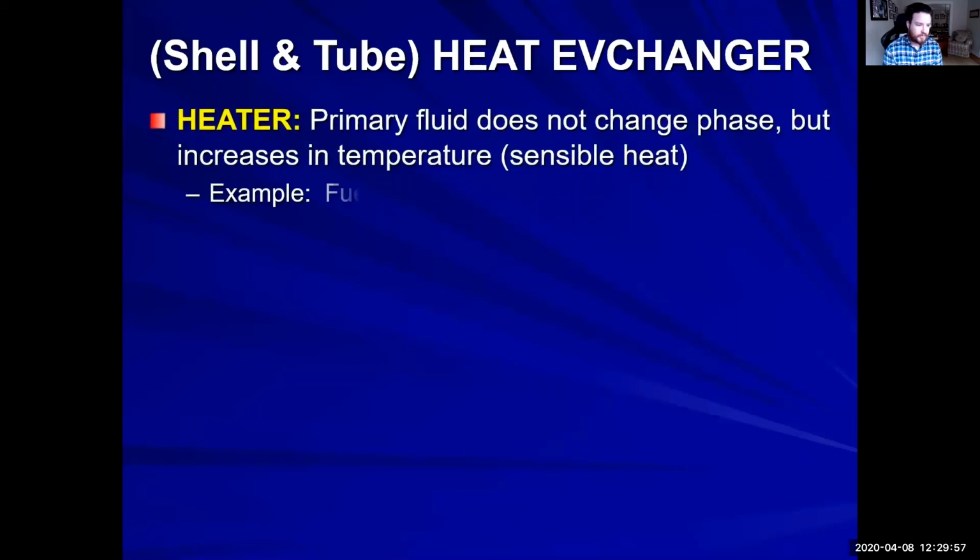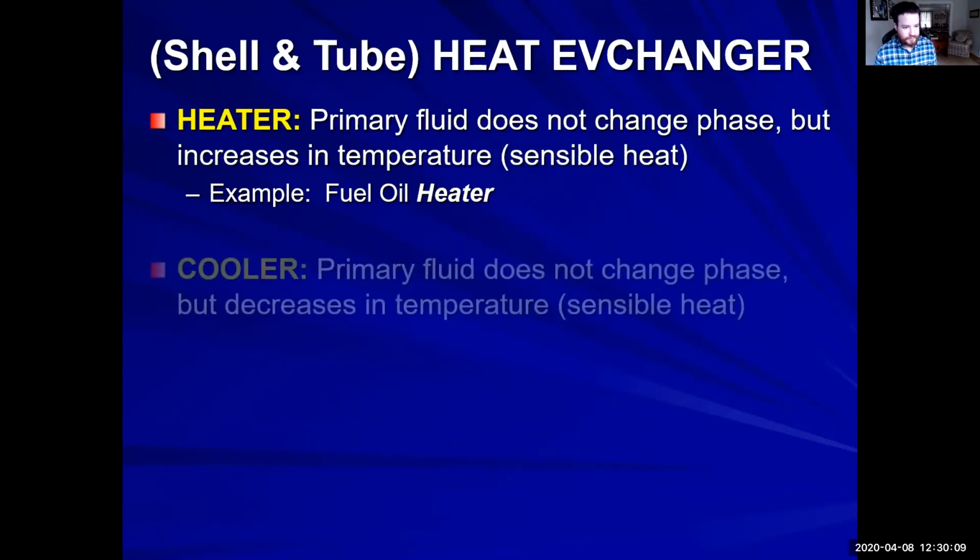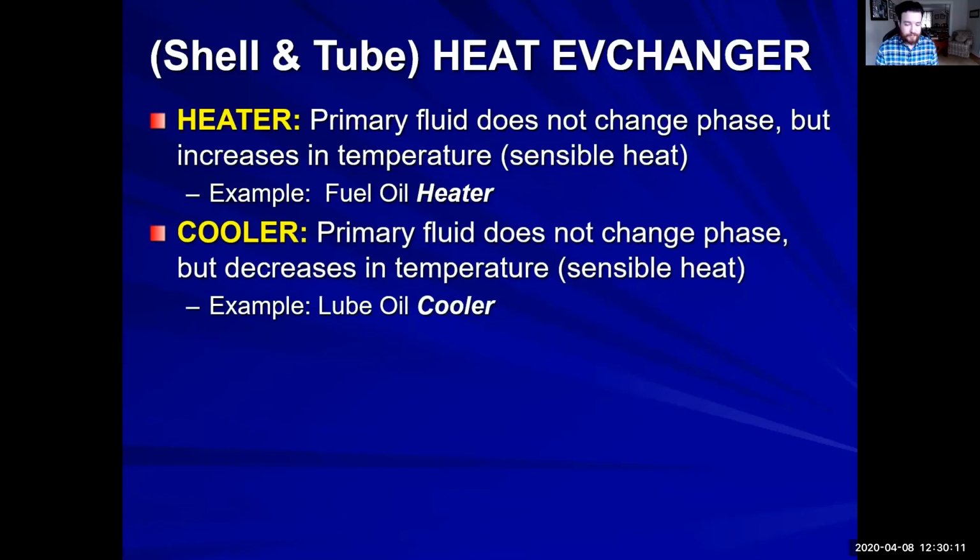So with a shell and tube type heat exchanger, there's a couple of different terms. You have a heater, so its primary fluid does not change phase. It increases in temperature only. All right, so an example of that is our fuel oil heater. You have a cooler. Its primary fluid does not change phase, but decreases in temperature. Remember, this is what we're either trying to heat or cool via some sort of fluid. All right, so this example is our lube oil cooler.